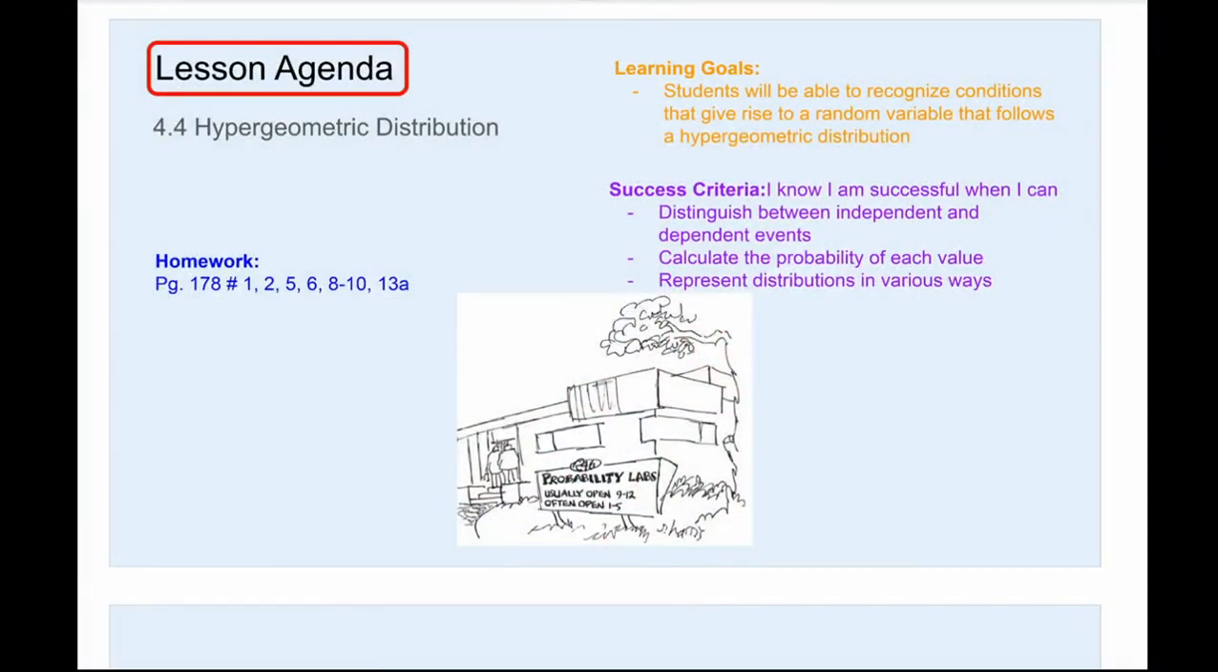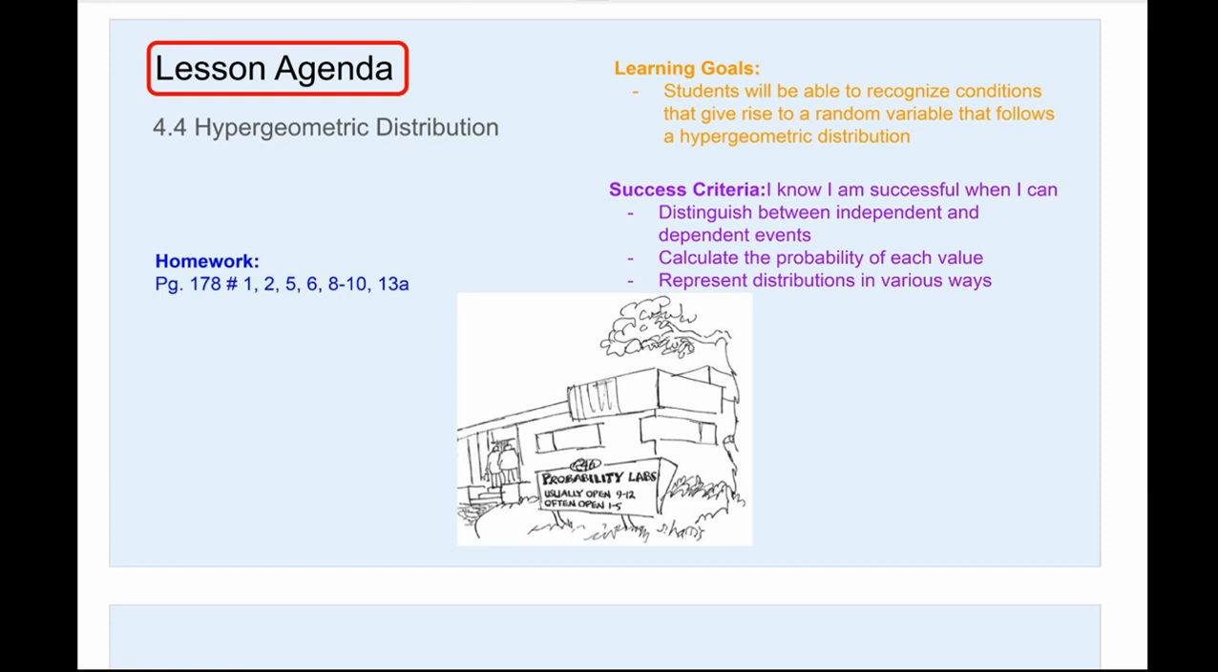In today's lesson, we're going to look at the third and final type of distribution in this unit, and this is going to be a hypergeometric distribution. So again, it's going to be the same type of format as the previous lessons. We're going to look at a couple of examples. We're going to look at a specific formula in terms of probability, a specific formula in terms of expected value.